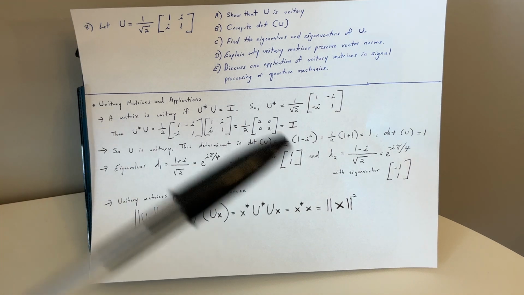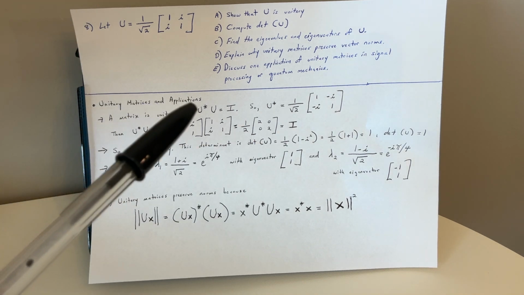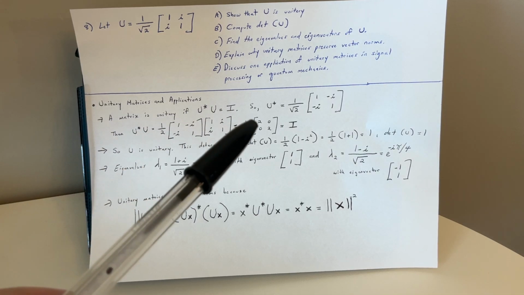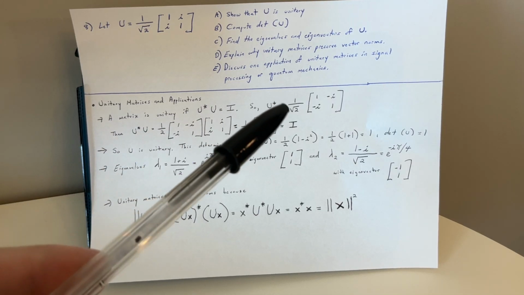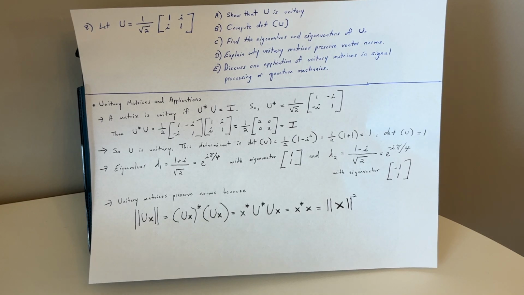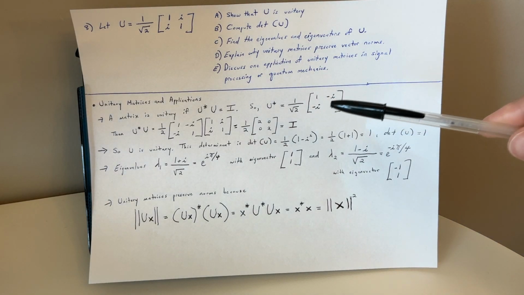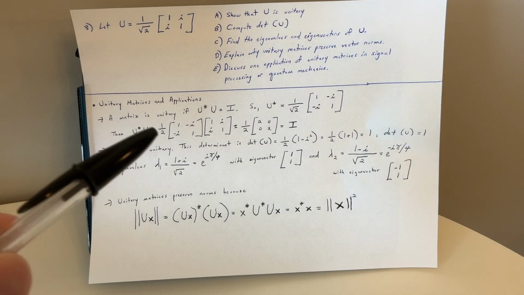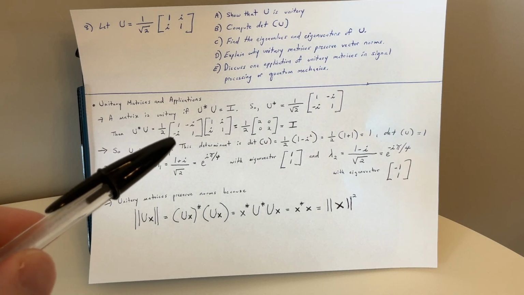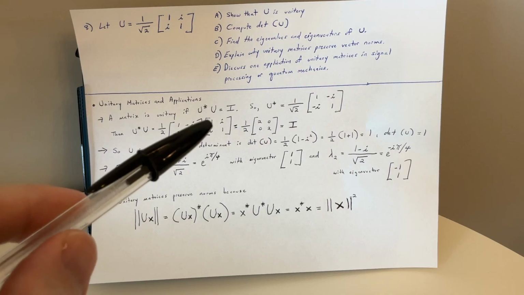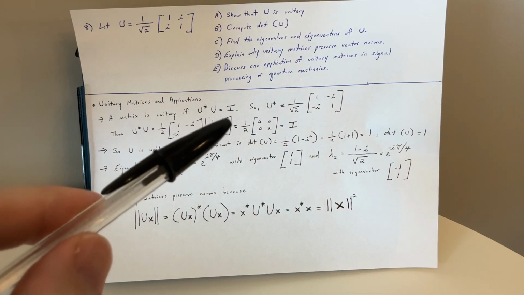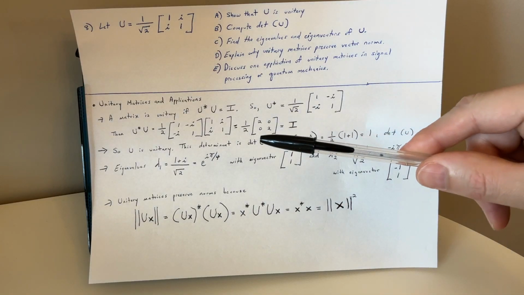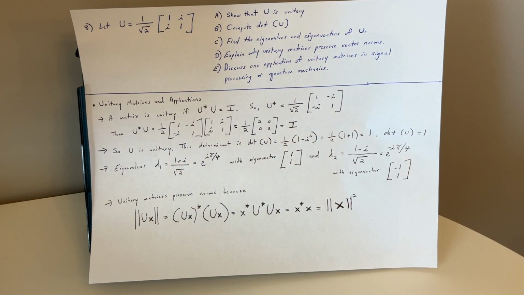Well, I'm just going to do a condensed version of this. Unitary matrices and applications problem. A matrix is unitary if U star U equals I. So U star equals 1 over root 2 times 1, negative I, 1. Then U star U is 1/2 times the matrix 1, negative I, 1 times 1, I, 1, and that's going to equal 1/2 times 2, 0, 0, 2, which is I.